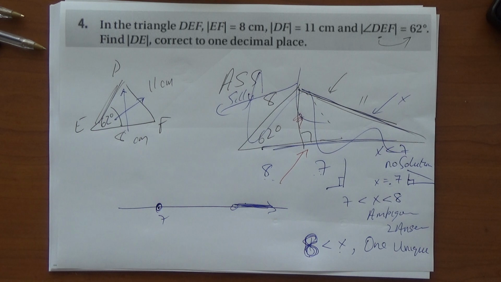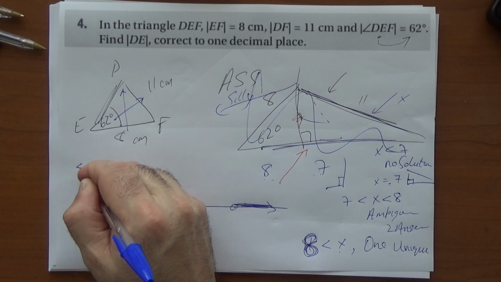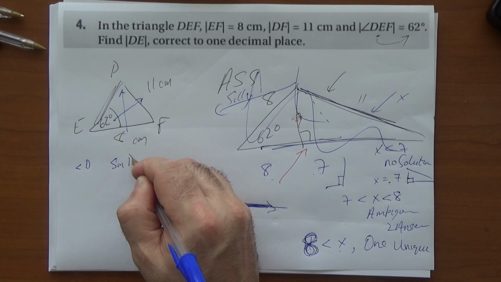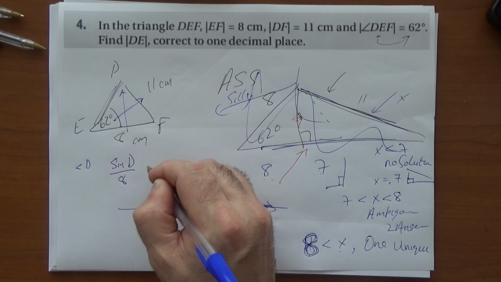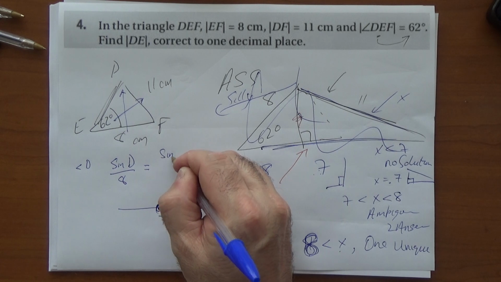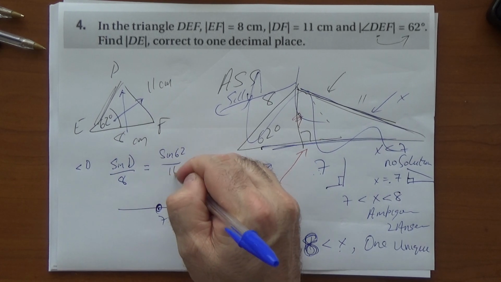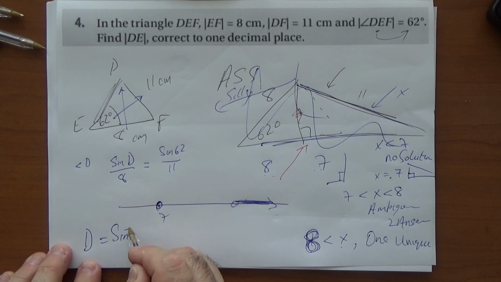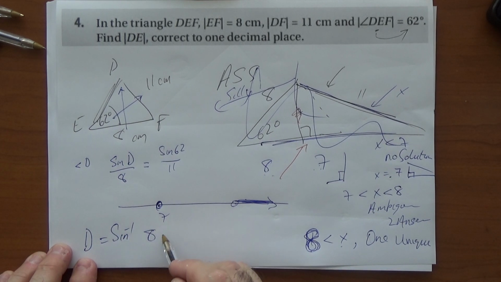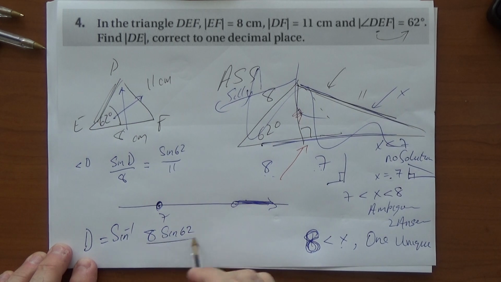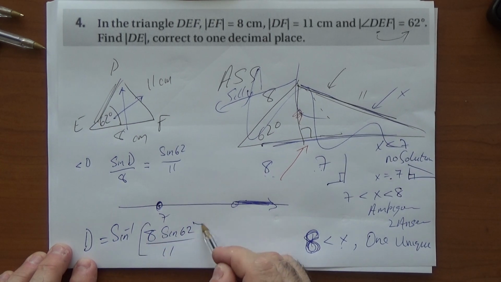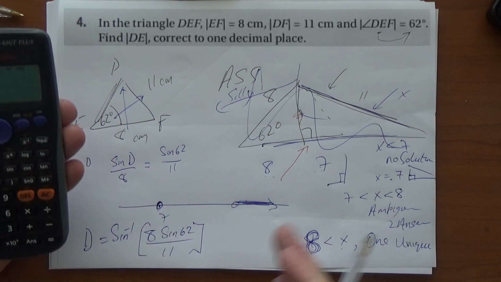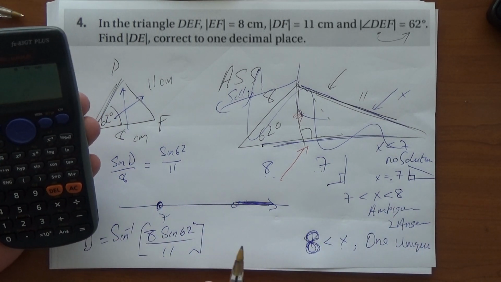Okay, so I'm going to find angle D, and I get the sine of D over 8 is equal to the sine of 62 over 11. So D is equal to inverse sine of 8 sine of 62 over 11. Now this is the one that could have a complementary answer, but we won't allow it. We'll pretend, and we'll see that it's nonsense.